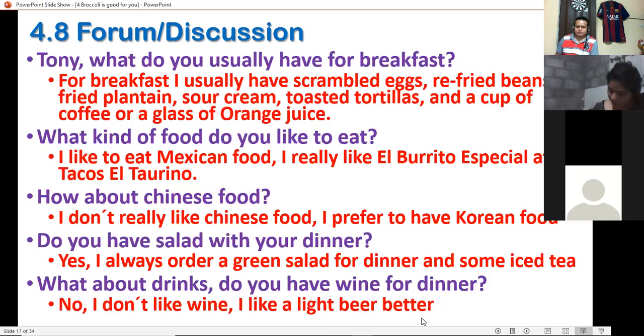I like a light beer better. Ah, lo que pasa es que me gusta casi igual. Sí, sí, no hay problema. Así está bien. I like a light beer better. Okay. ¿Alguna otra pregunta? Any other question?